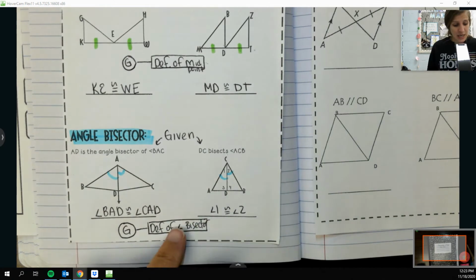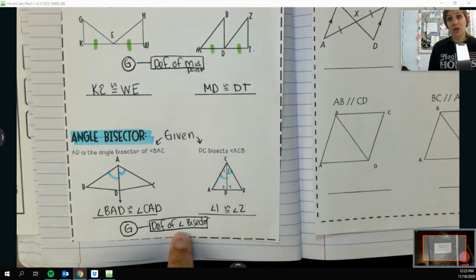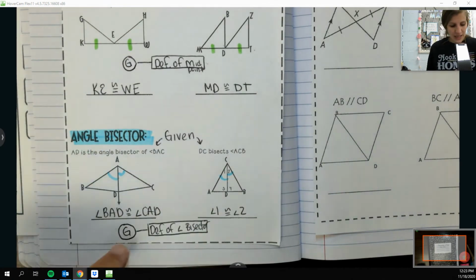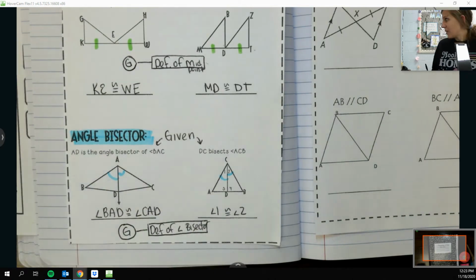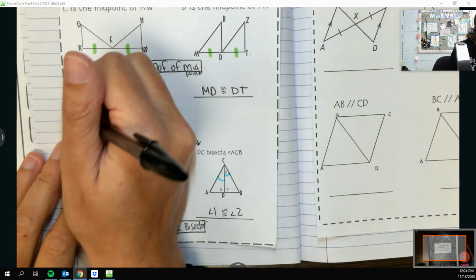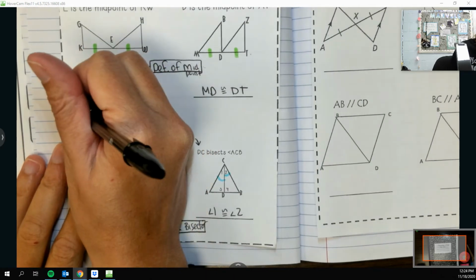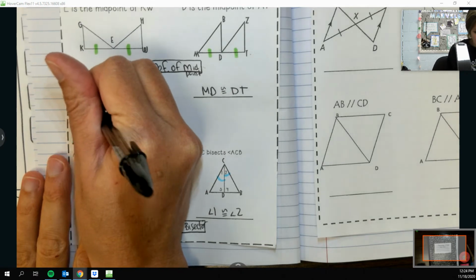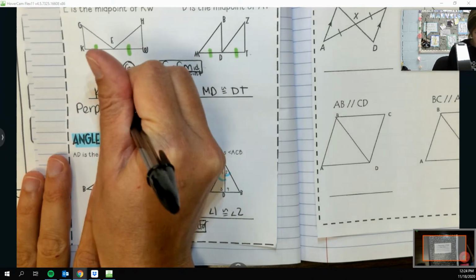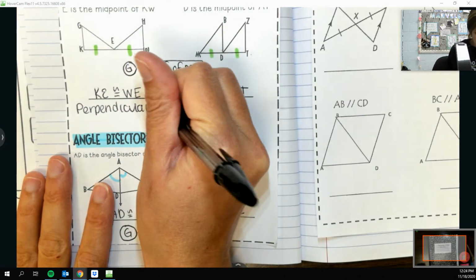And again, for the same reason, by definition of an angle bisector, and I would only know that I had one because it was circle G given. Now, I did say I wanted to add one here, and I do. We also talked about perpendicular stuff. So we might have a perpendicular bisector.